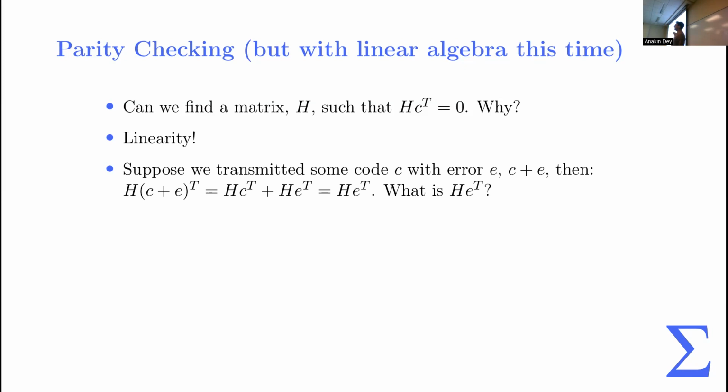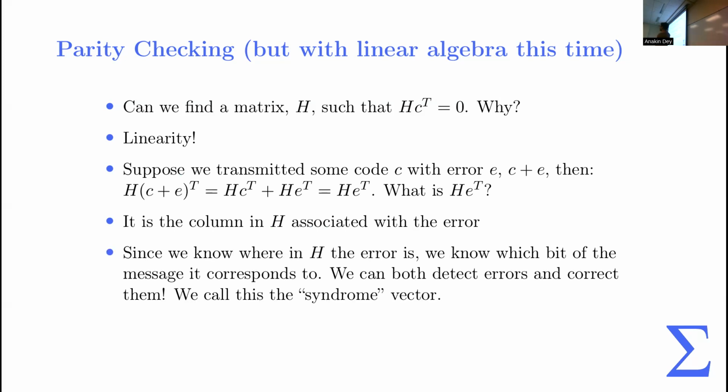So what does that leave us? What is HE transpose when you've introduced an error? E is supposed to be just a 1-bit error. So E transpose is going to be a unit vector, just a single bit set. So it gives us a column in H that's associated with the error. And what's nice about that is we know which column introduced the error, so we know which bit of the message has been flipped. We can do a lookup and figure out which bit got flipped. So now using matrices, we can correct errors.